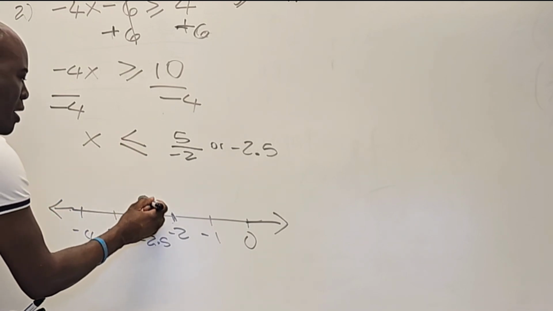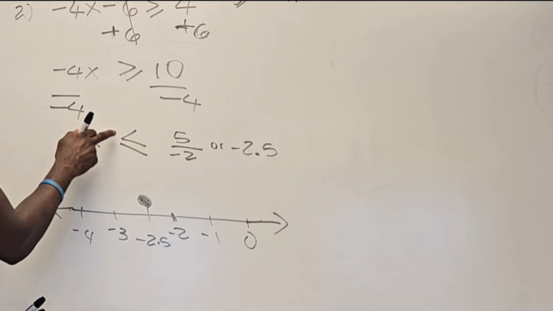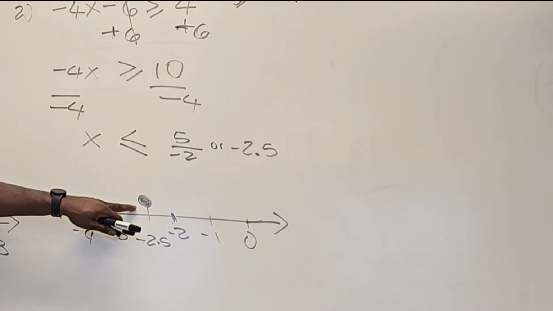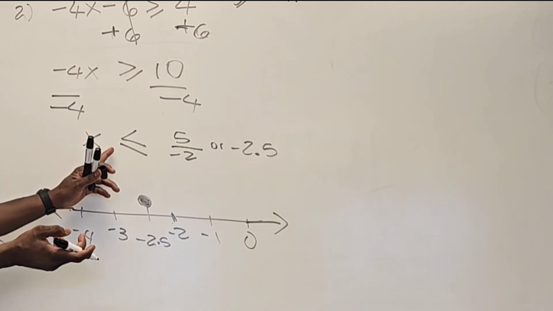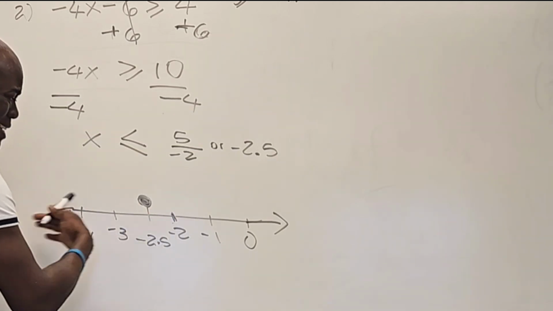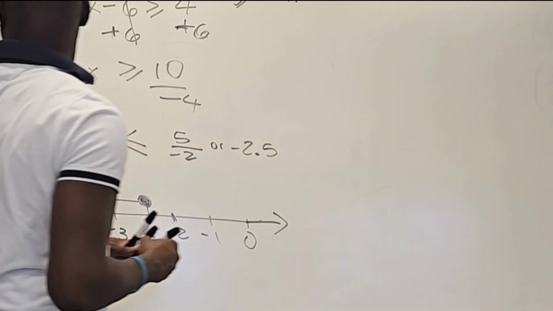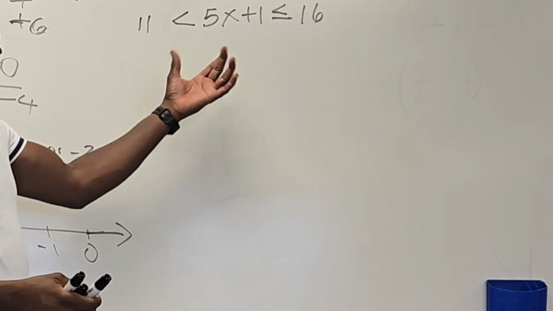I'm going to shade this because it's less than or equal to, because the bar is underneath this, I have to shade my circle, and then I'm going to point in that direction. In this case, again, it's less than, so the numbers less than are always to the left, so I do this. All right.